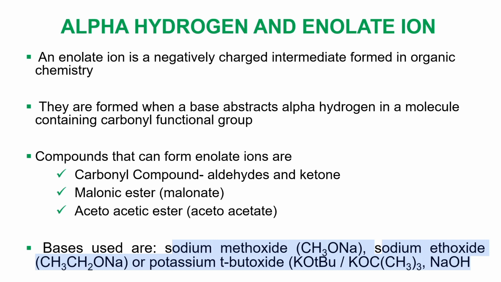The compounds that can form this enolate are, like I said, carbonyl compounds, which can be either aldehydes or ketones, malonic esters, which are called malonates, and acetoacetic esters, which are called acetoacetates. Bases used to abstract this alpha hydrogen are strong bases, such as sodium methoxide, sodium ethoxide, potassium tertiary butoxide, or sodium hydroxide.